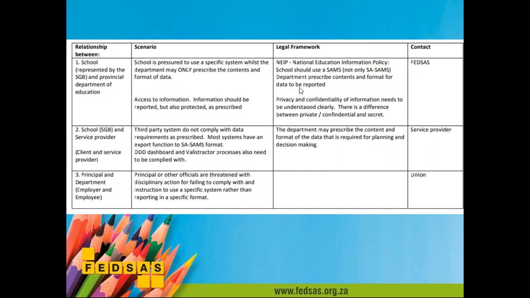And then there are the legal frameworks as to where it goes through. Number two is quite important: the relationship between the SGB and the service provider. The third party did not comply with departments as required. Most systems have export functions, to SASAMS, the DDD dashboard and the Valistractor, which are processes that work through from that side. The third party suppliers should be able to give you advice. There was a bit of a scramble at the beginning of the year while we were trying to work it all out, because there was more insistence from the department for the submission. But most of the third party suppliers in Natal that I come across are getting it right. The school that I'm directly involved in, we've got it right.